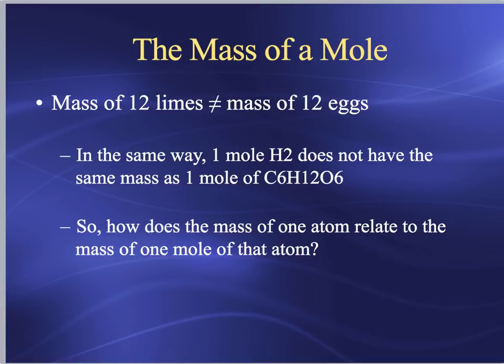In the same way, if I had 1 mole of hydrogen gas, which is this H2 right here, it's not going to have the same mass as 1 mole of C6H12O6, which is glucose. They're going to weigh different amounts. I'll have the same number of particles present, but they're going to weigh different amounts. So how does the mass of one atom relate to the mass of 1 mole of that atom? And this is where your periodic tables are going to be helpful for you. So if you don't have that out, go ahead and grab it.